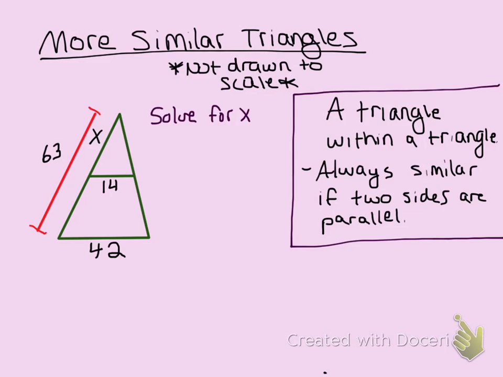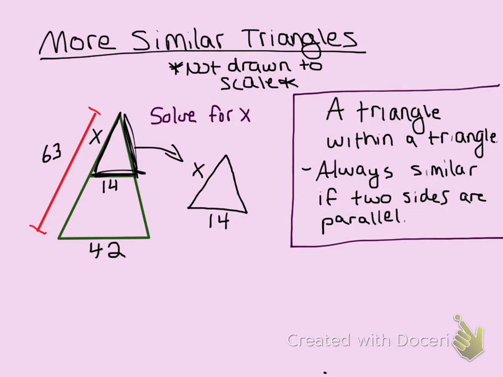So what I always tell my students to do is to think about these as two separate triangles, and the easiest way to do that is to draw them as two separate triangles and label what you know. So I'm going to start off by drawing my smaller triangle and labeling that I know the bottom part of it is 14 and the side of it is x. So I have outlined and redrew the small triangle.